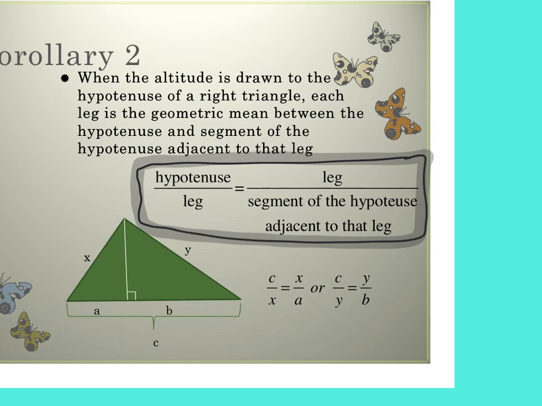So we actually will abbreviate that, we use the letters that are the acronym for segment of hypotenuse adjacent to the leg. Some people call it SOHATHL. They just abbreviate it. It's just an acronym so that you don't have to write that whole thing out. So it's hypotenuse over leg equals leg over the segment of the hypotenuse adjacent to the leg.